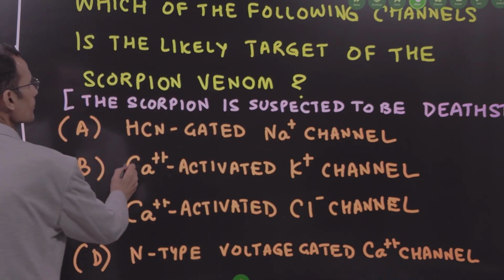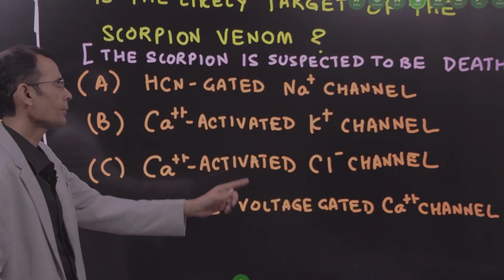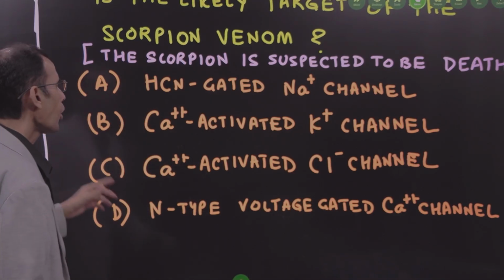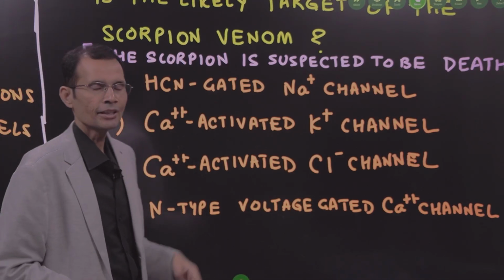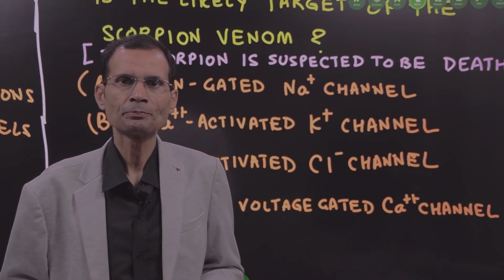And the options are HCN gated sodium channel, or calcium activated potassium channel, or calcium activated chloride channel, or N type voltage gated calcium channel. Any idea as to what could be the answer?